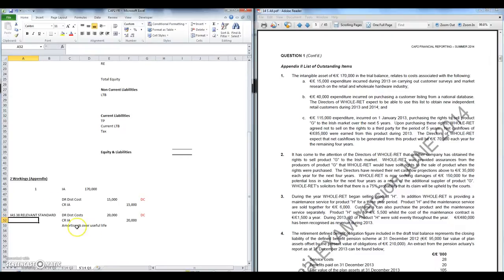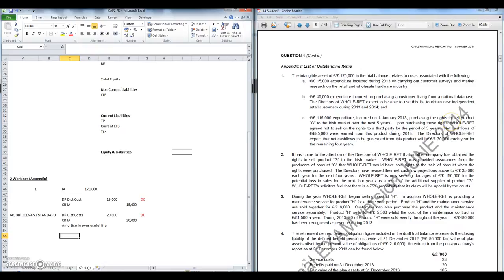So again, you might put in here amortize intangible asset over useful life as per IAS 38. What the examiner does not want to see is regurgitation of a paragraph of the standard. They just want you to know that this is the relevant standard and you know how to apply it. So you spend 115 grand for an asset that's worth something over the next 5 years, so the rights to sell a product. Upon purchasing these rights, Holdrate agreed not to sell the rights to a third party. And the net cash flows earned were 85 grand in year 1 and 70 grand each year after.